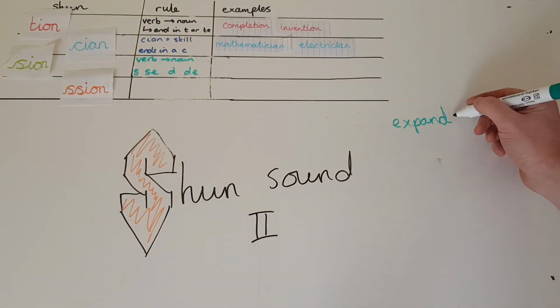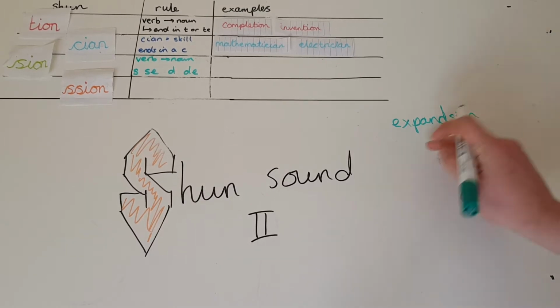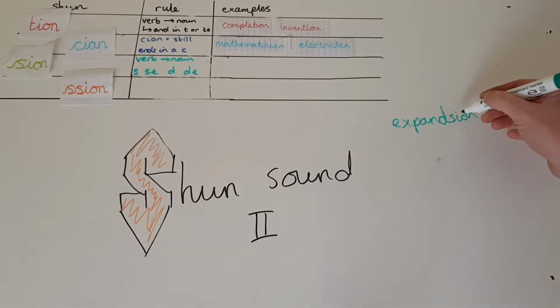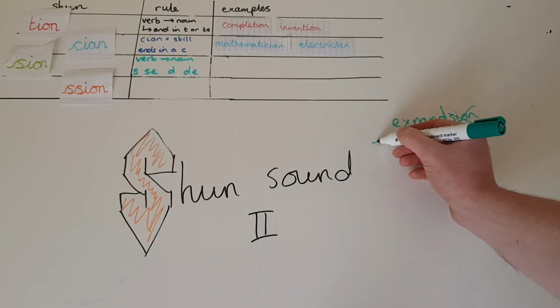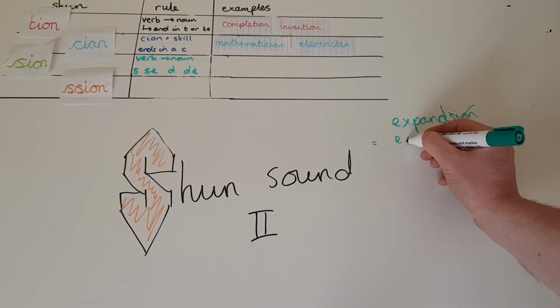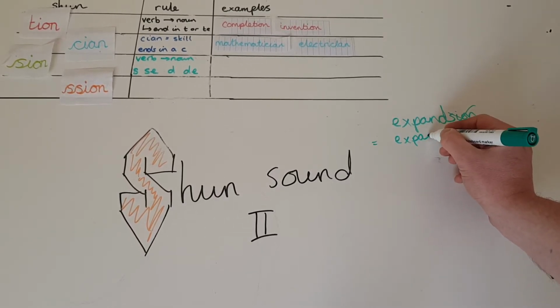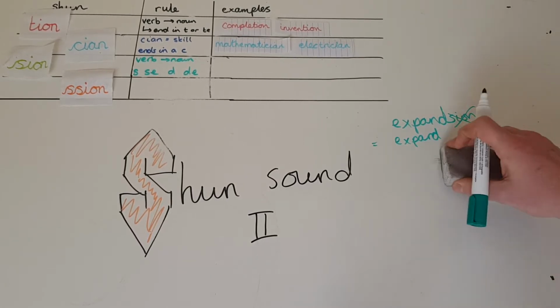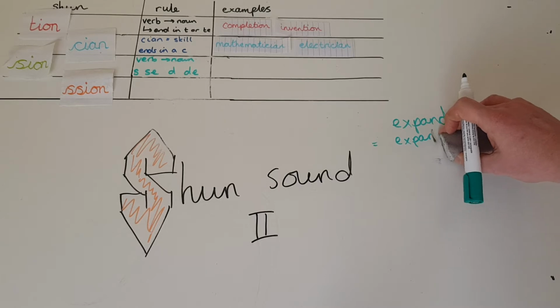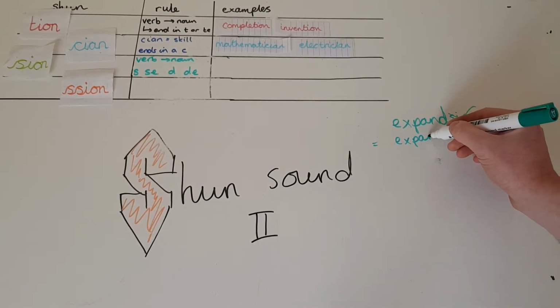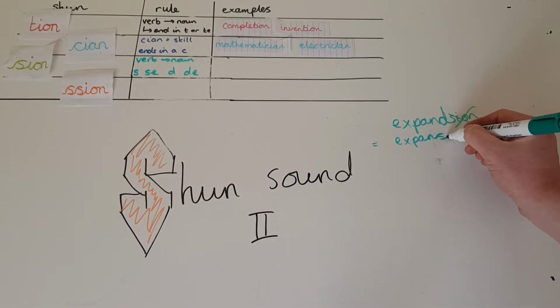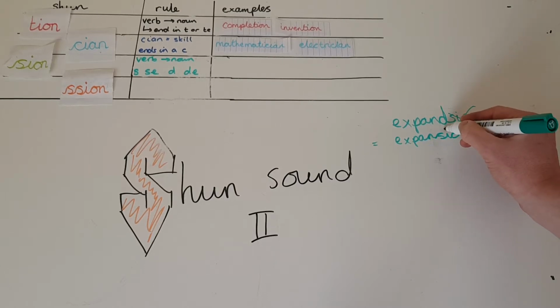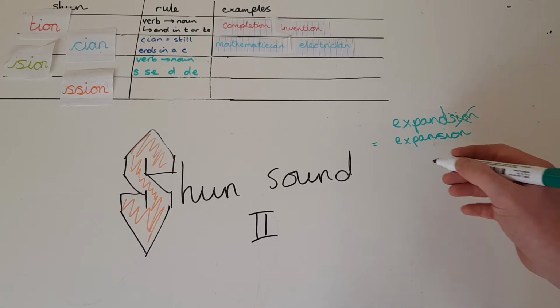But I don't just put the SION on there. What I do is I drop that D. Drop the D completely, and then you add your SION. Expansion. Okay.